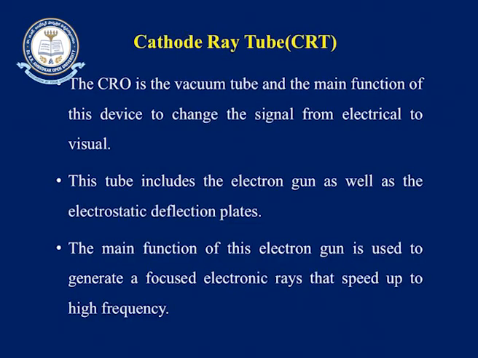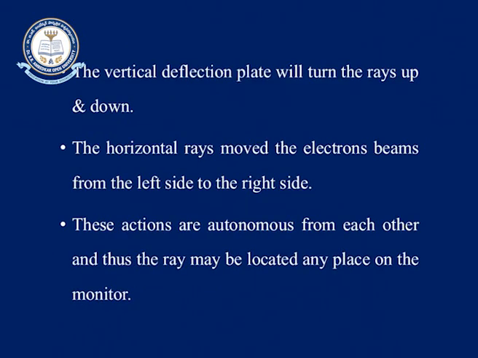So first, the cathode ray tube. This is the cathode ray tube, a vacuum tube. The main function of the device is to change electrical signals into visuals. The main function of the electron gun is to generate the electron rays and speed them up to high velocity. The horizontal deflection moves the electron beam from the left side to the right side. So this is the cathode ray tube.